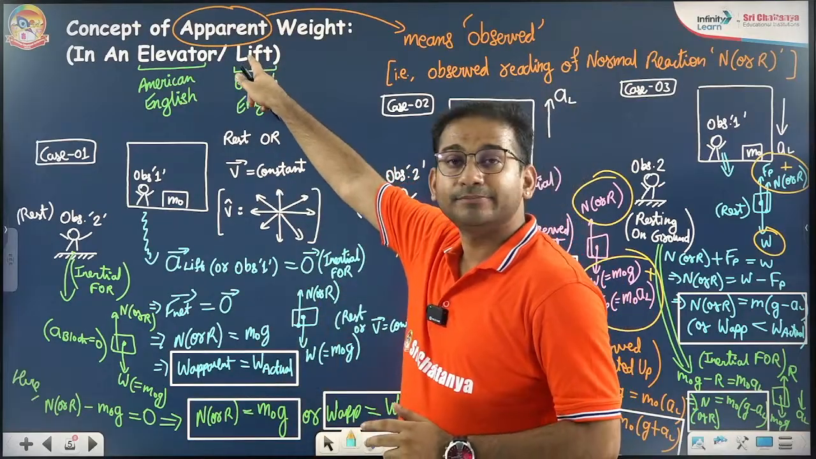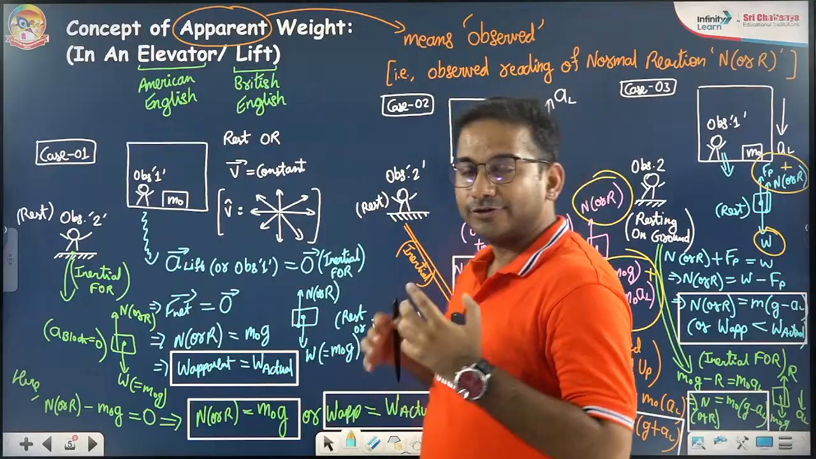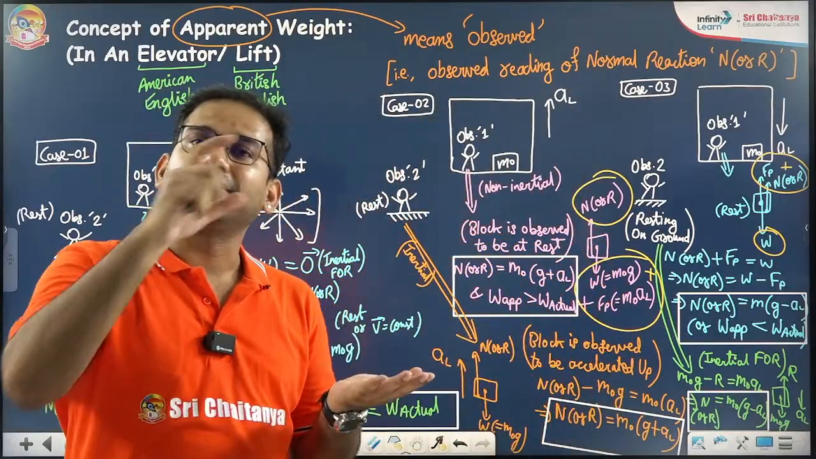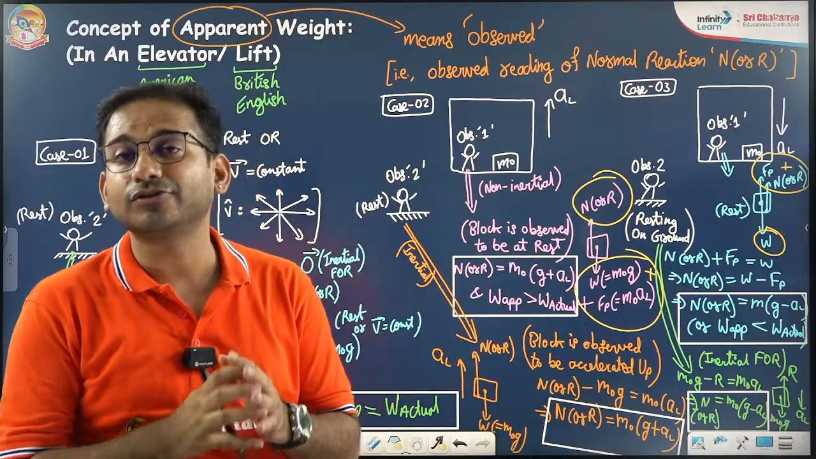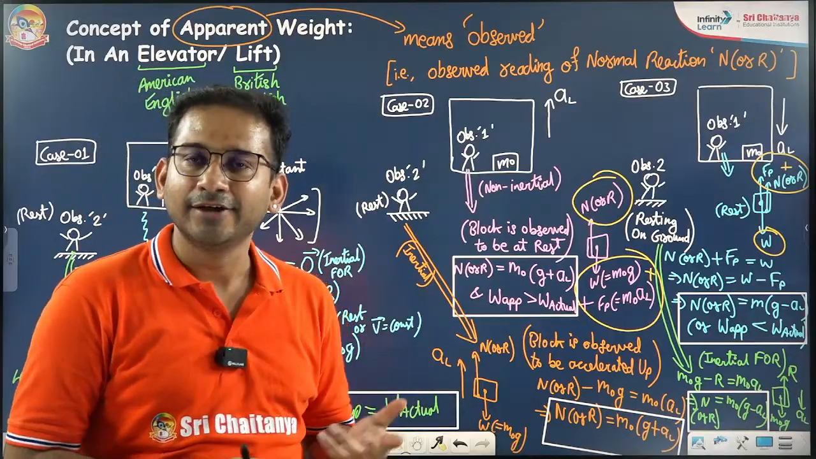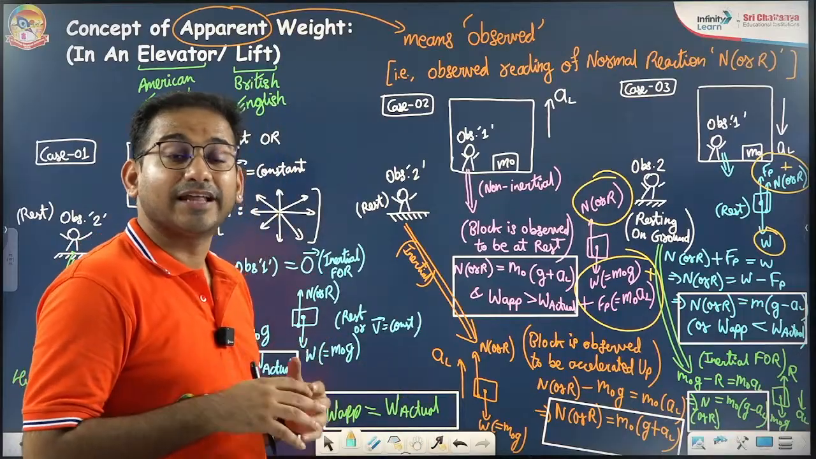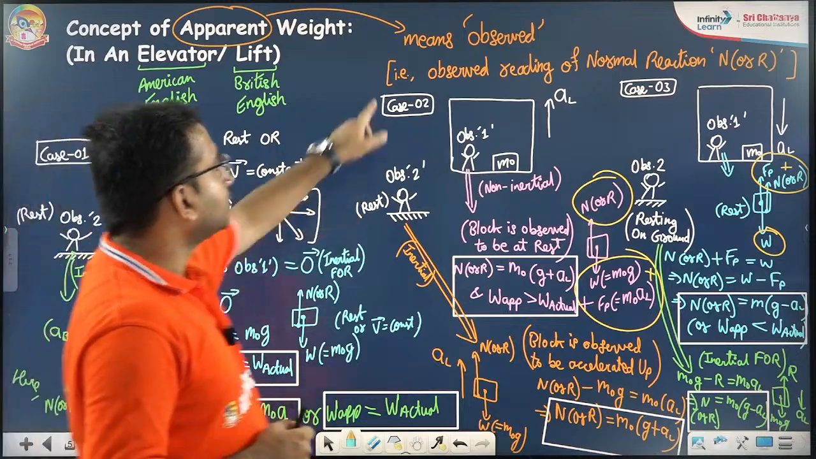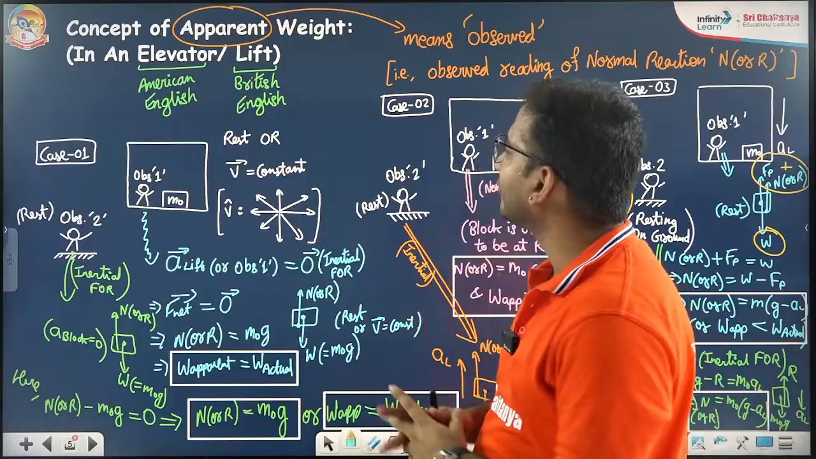So apparent term means observed, okay? So your actual weight is always mg. But whenever you are standing over a weighing machine, the normal reaction offered by the weighing machine on your feet, that reading will be your observed weight. Because you stand over the weighing machine and then you check the reading. That is the weight that you observe, although your actual weight is always mg. So here, the observed reading of normal reaction is something in which we are interested.